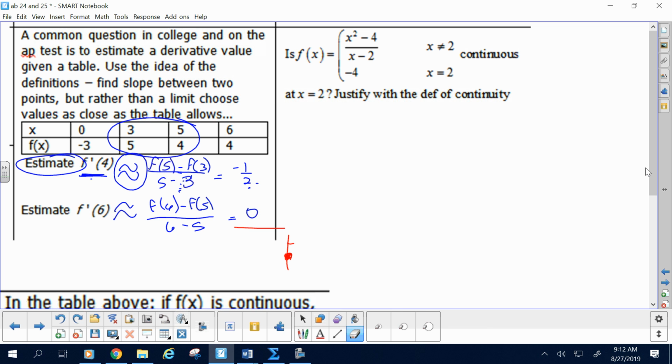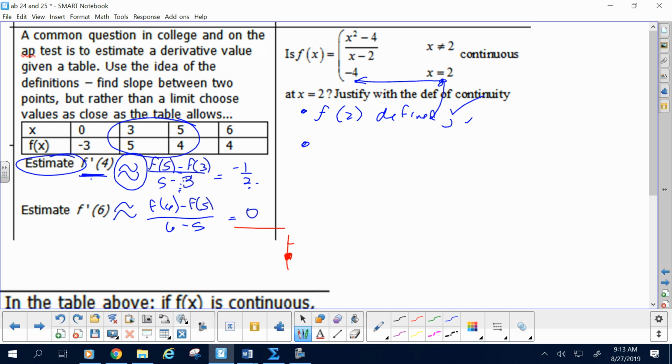This problem here. Is this function continuous at x equal to 2? Justify with the definition of continuity. This might be good review for the test. The first part for continuity is, does f at 2 exist, or is it defined? Is f at 2 defined? It is defined. They tell you when x is 2, this is what you do. So that's a yes. What does it equal? It equals -4. All right. Now we want to see, what about the limit, the approach around 2? The limit as x goes to 2 of the function.